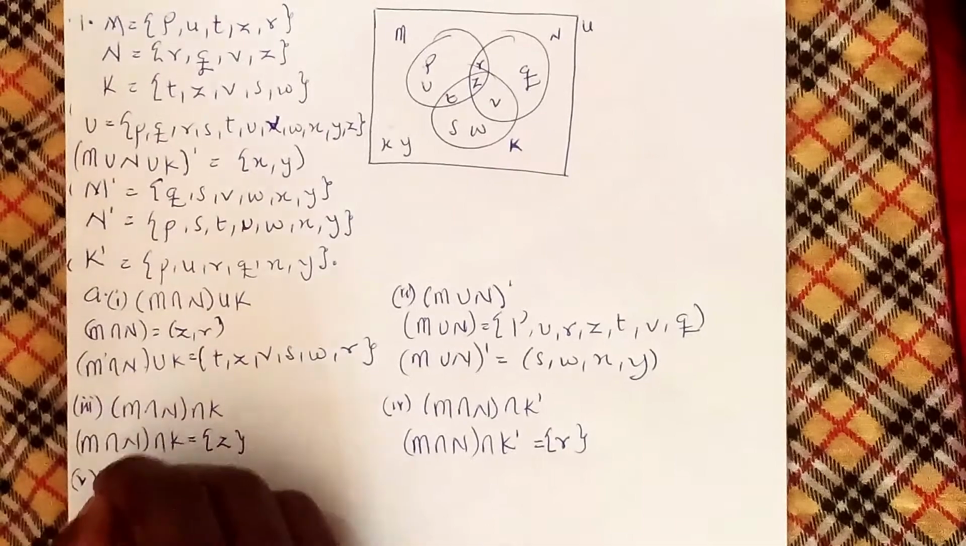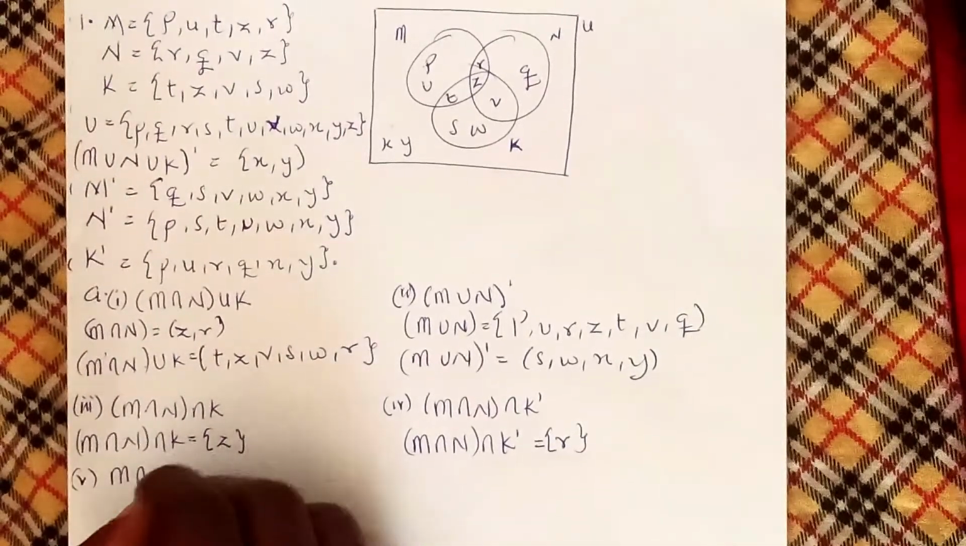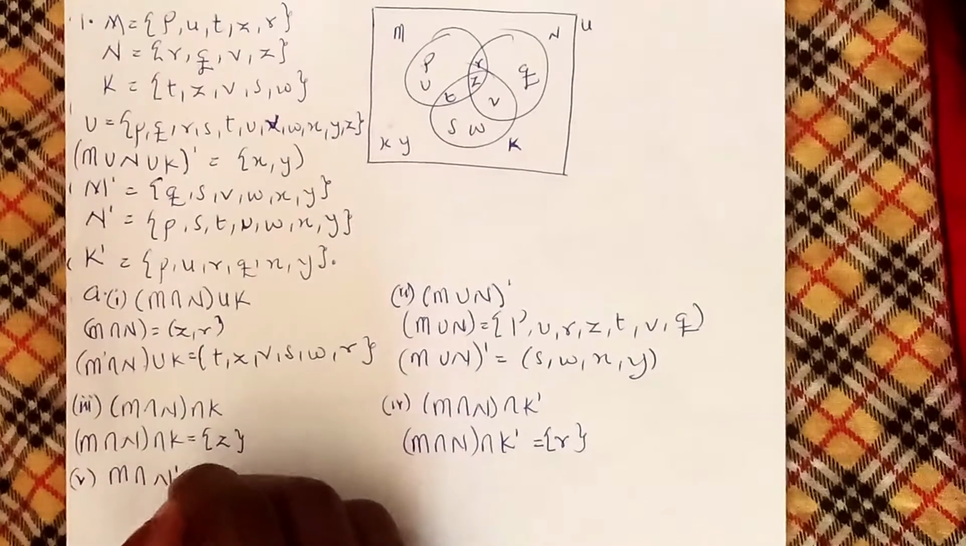Then we have M intersection N prime intersection K.